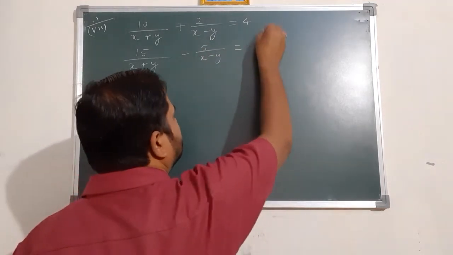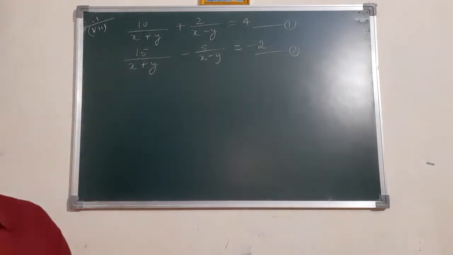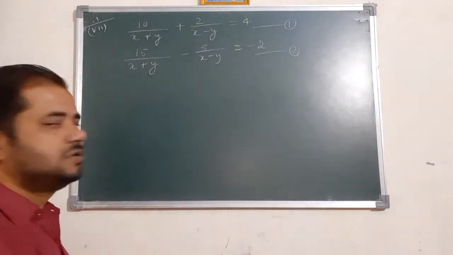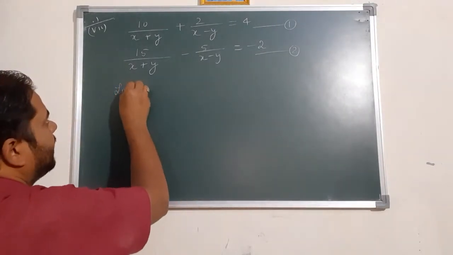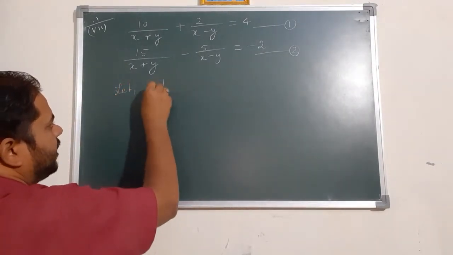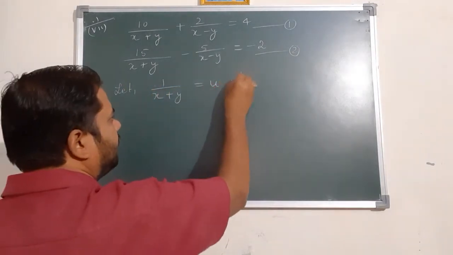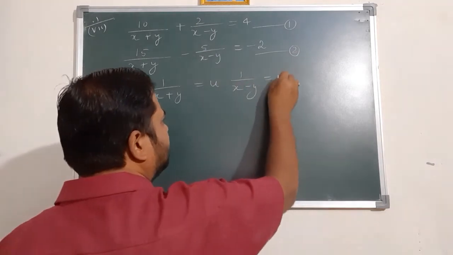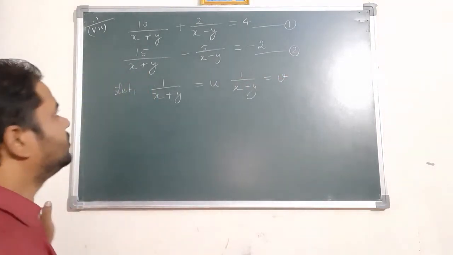Equation number 1, equation number 2. Okay, this is also an easy question. So solve it. How will we solve? Please see. Let 1 upon x plus y is equal to u and 1 upon x minus y is equal to v. Okay, clear?